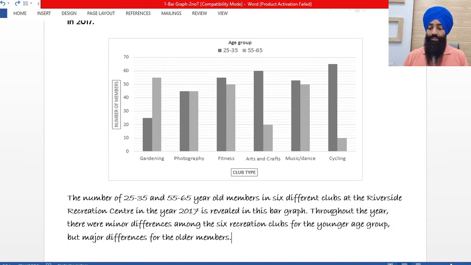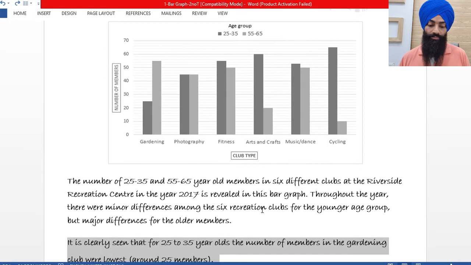So I say something like this: throughout the year there were minor differences among the 6 recreation clubs for the younger age group. So for the younger age group, 25 to 35, there was not much difference, so minor differences. But for the older age group, big differences, right? Huge. But major differences for the older members, right? So that's what I said, kind of an overview, like generally what I see in this image, right?